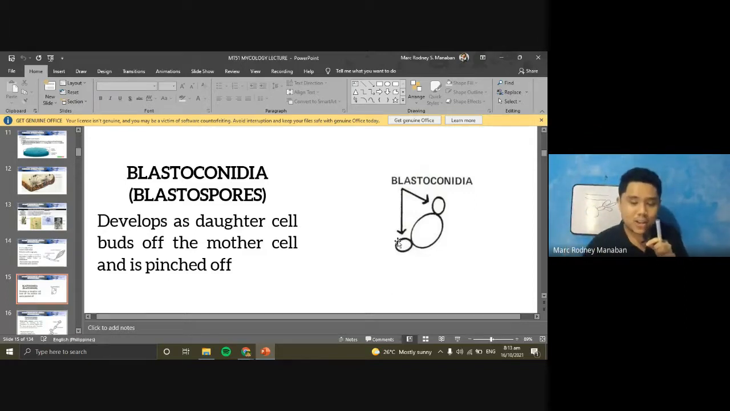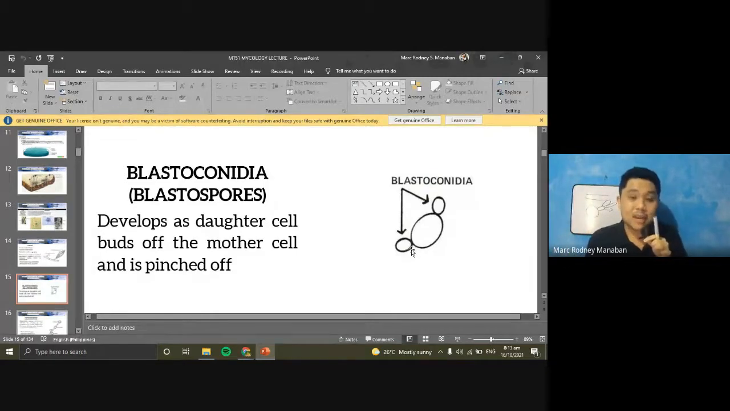That is the daughter cell. So that's Blastoconidia. Again, that's Blastoconidia. And when it detaches, it leaves a bud scar. Bud scar, B-U-D S-C-A-R. So it is the point where the blastoconidium detached. That's the bud scar.